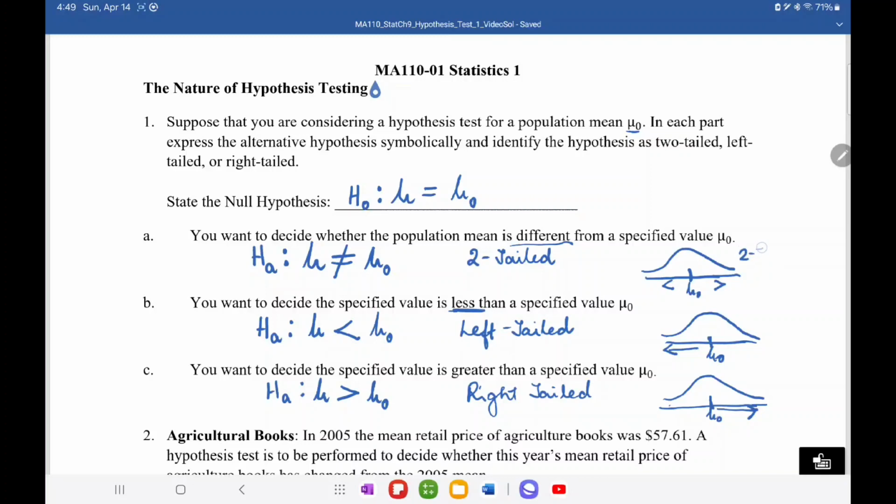So this is two-tailed, where the population mean could be on either side of the null hypothesis mean. Then we have the left-tailed, where we state that the population mean is going to be to the left of whatever the null hypothesis mean is, and the right-tailed is where one states that the population mean is greater than whatever the null hypothesis mean is.